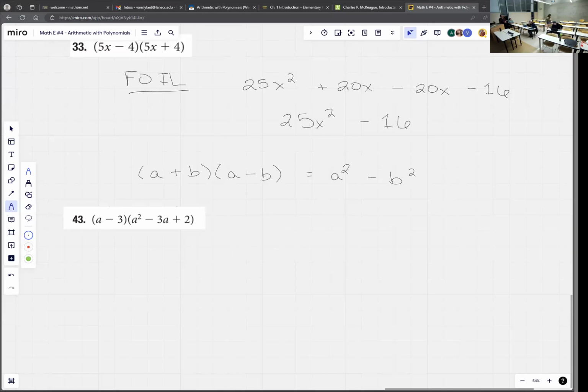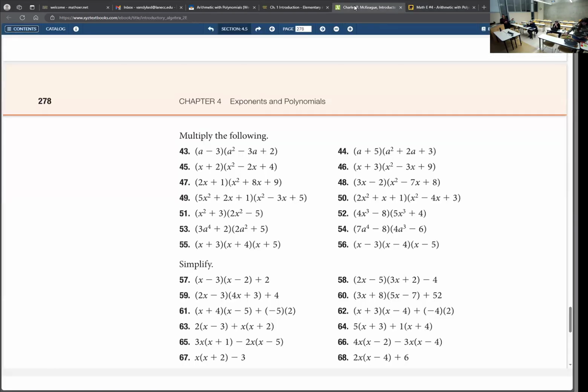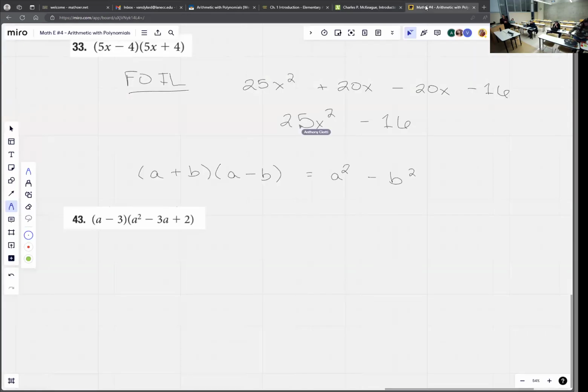While you were discussing old cartoon movies, I'm going to do 43. Everyone likes FOIL, most everyone. The problem with FOIL is that it only works on what we call binomials, like bicycle, a two-part expression, multiplied by another binomial. So if there's ever one that has three parts, then you have to pick one of the other methods. So I'm going to do 43. The textbook just says multiply. Did you remember to record? Yeah, I'm hitting record.